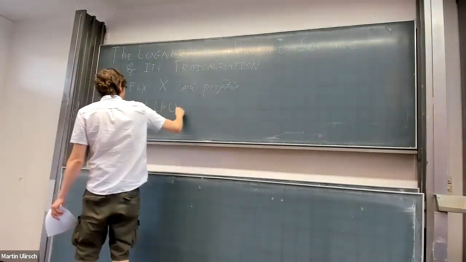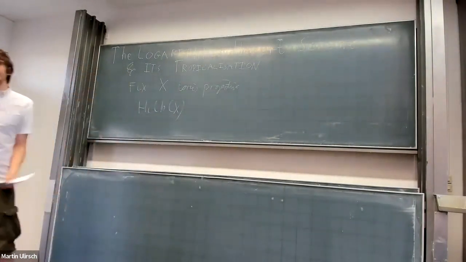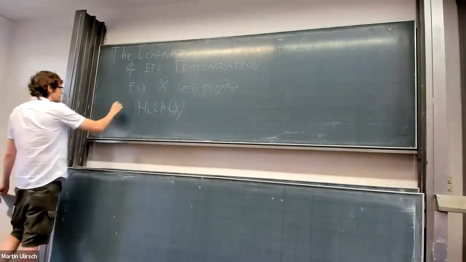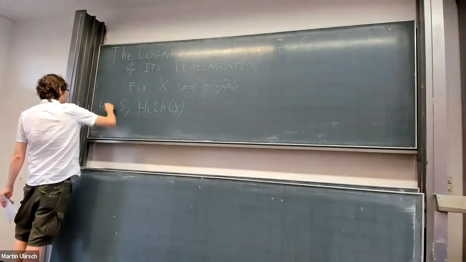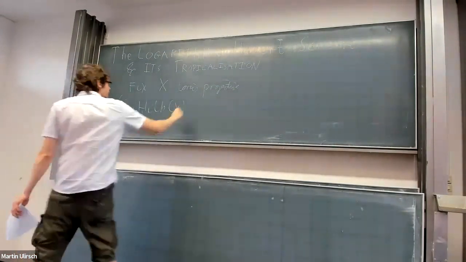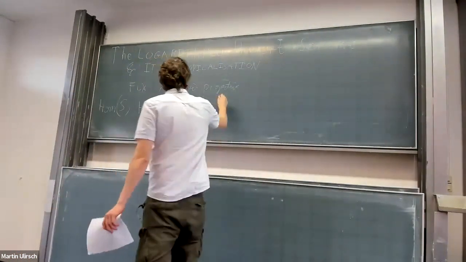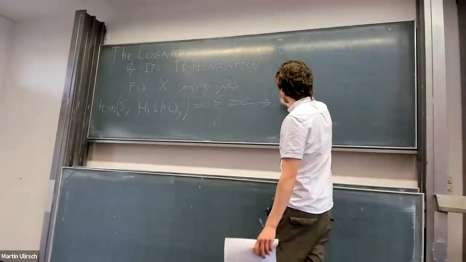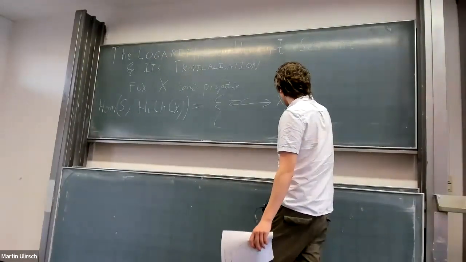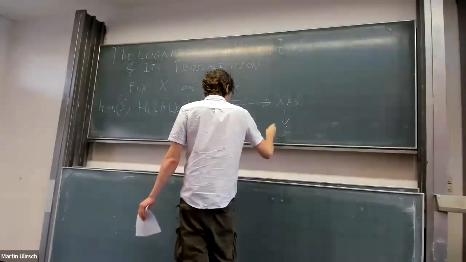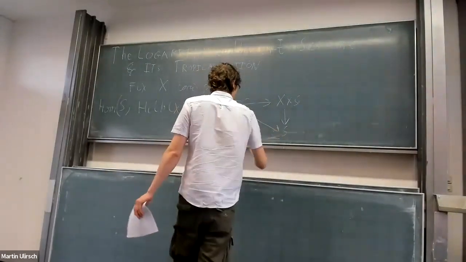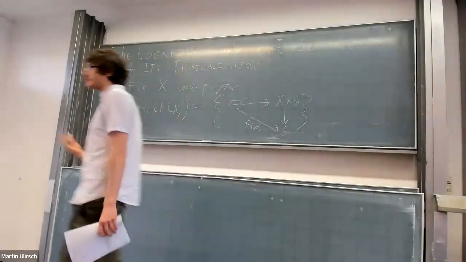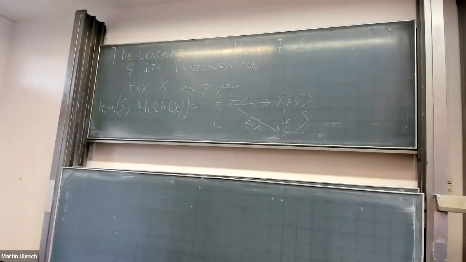So what is the Hilbert scheme of X? Well, to define a moduli space, I can give you its functor of points. So I can tell you the data of a map from some test scheme S to my Hilbert scheme. And what is that data? That's the data of a closed subscheme inside X times S, which is flat over S. So this is the moduli space whose points are closed subschemes of X.